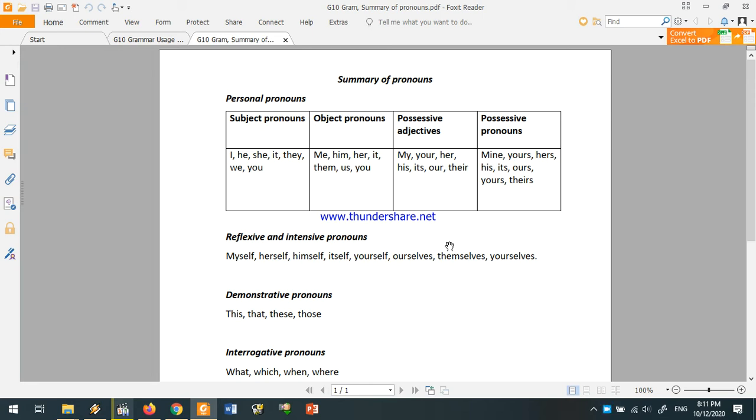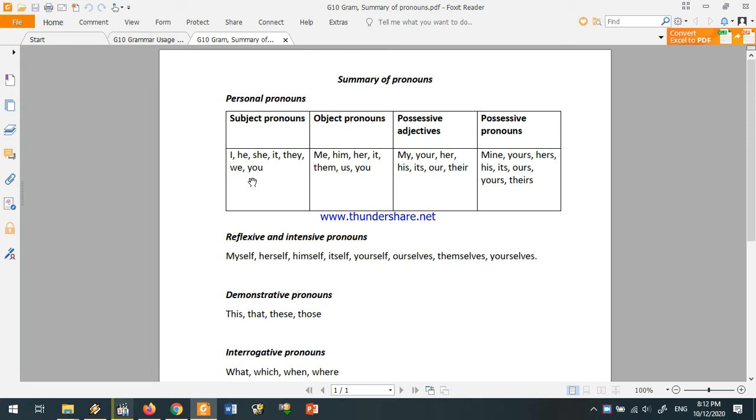So first we have personal pronouns, and we have four subtypes or subcategories of these personal pronouns. The first subcategory is the subject pronouns, such as I, he, she, it, they, we, you. These are pronouns used instead of nouns that work as the subject in the sentence. For example, I met Ahmed. I ate the cake. Or she ate the cake.